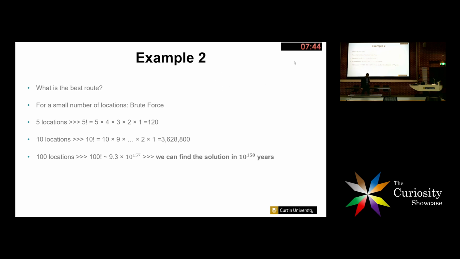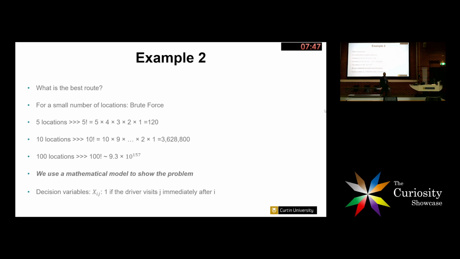In that case, we can use mathematical models. We can model these kind of problems using a simple trick with a decision variable like xij, which is a binary decision variable that takes value of 1 when we need to visit location j immediately after i. And based on that, we can model the problem and solve it only in a few seconds and find the best solution for our problem. This is the importance of operations research and optimization in order to find very effective solutions for these kind of problems.